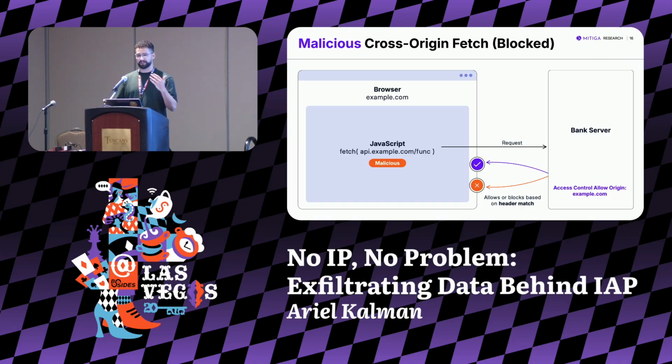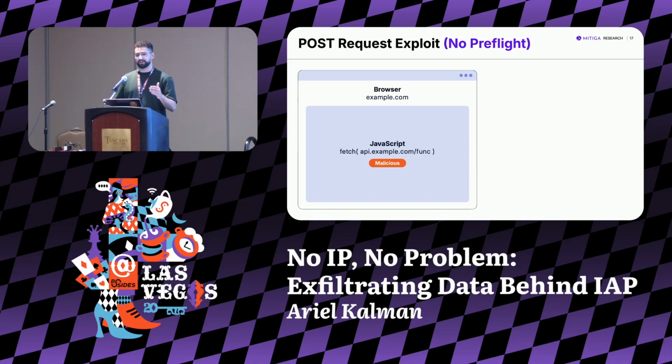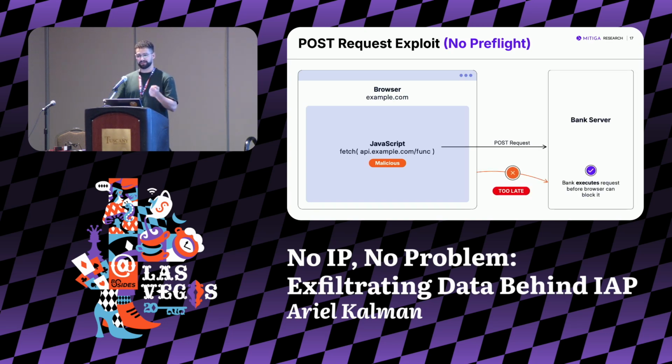But now let's take it one step further. Imagine that instead of that malicious JavaScript code that tries to fetch sensitive information from the bank server, you get a malicious JavaScript code that tries to send a POST request instead of a GET request to the same server, trying to execute a money transfer operation from account A to account B. Because the bank server will get the request and execute the operation before my browser gets back the response, this kind of attack cannot be prevented by the same mitigation that I just showed you because it's too late. The money transfer already happened when the browser gets back the response.